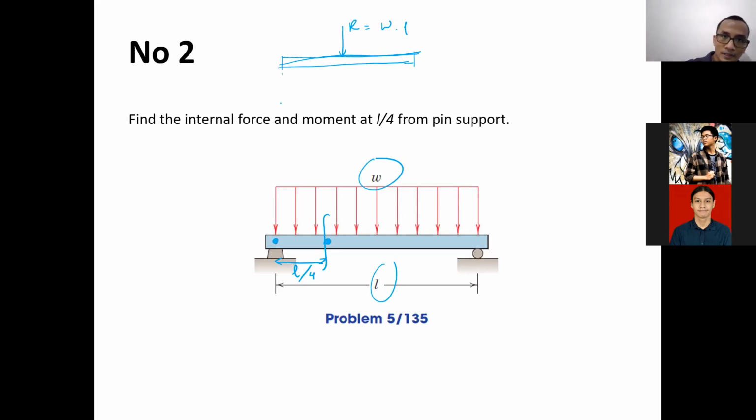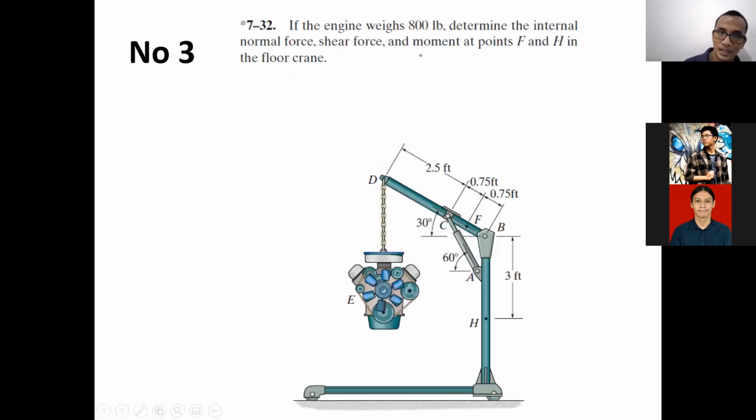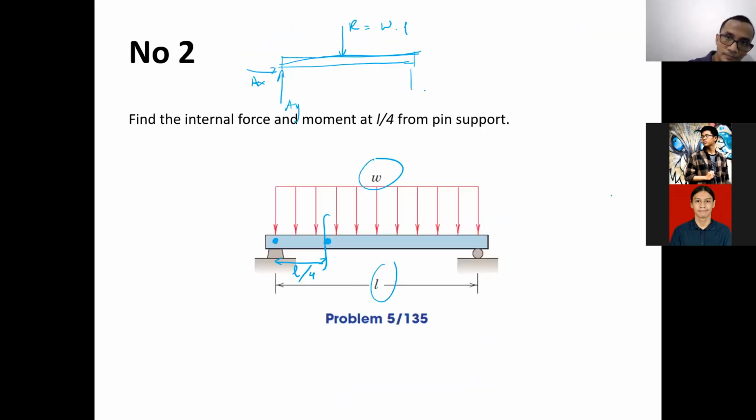Then we have a pin joint on the left, Ax and Ay, and we have a roller joint at the other end, By. Then we can solve for Ax, Ay, and By using sigma Fx equals 0, sigma Fy equals 0, and sigma moment equals 0. If you solve using these three equations, we will get that Ax is equal to 0. I will not discuss the detail of the calculation, because you already did it at home.